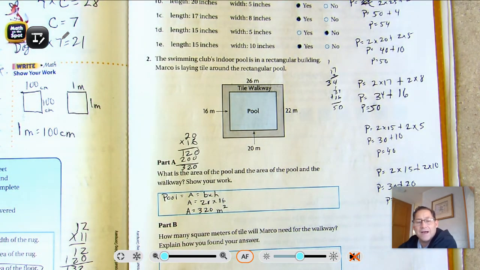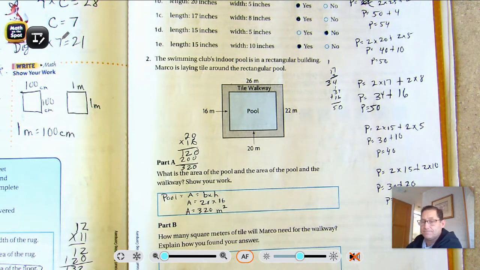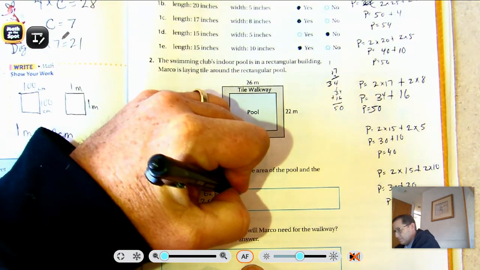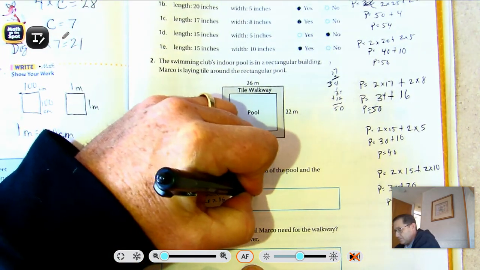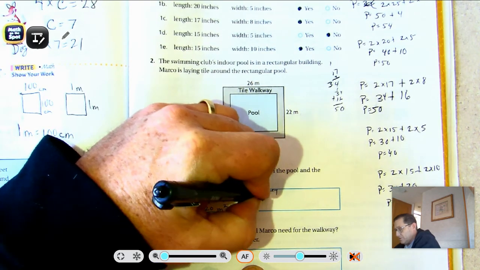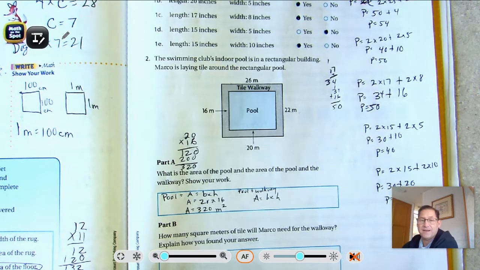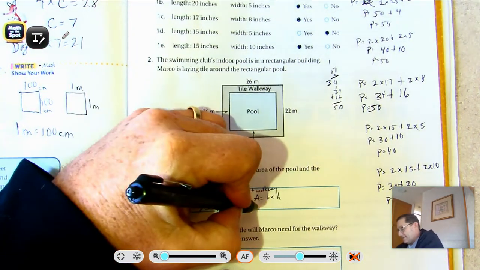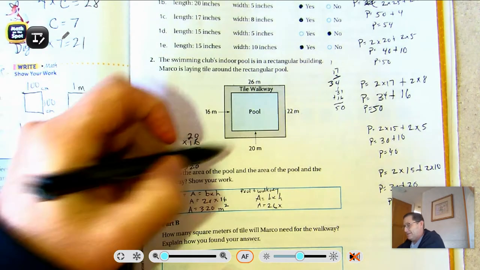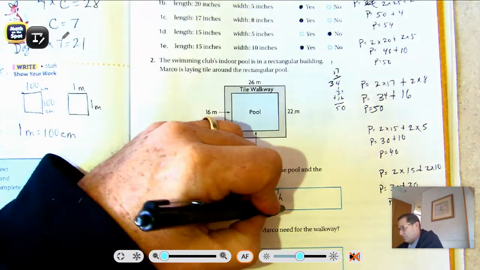The area of the pool and the walkway. So that's everything, right? The pool plus walkway. We're still going to use area equals base times height. In this case, because we want the whole thing, we're going to say 26 times 22.